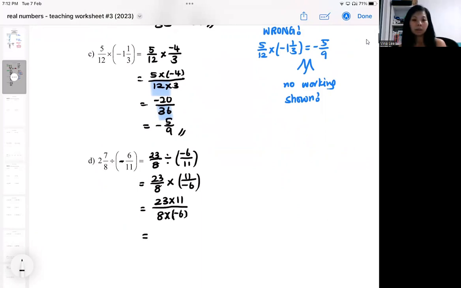So 23 times 11. Of course, I don't think you can do it mentally. I can't do it mentally as well. I'll press calculator for 23 times 11. Okay, then here is a -48. Then I use my calculator to reduce it. But I need to show the process. I need to show the process of how divide becomes a multiplication.